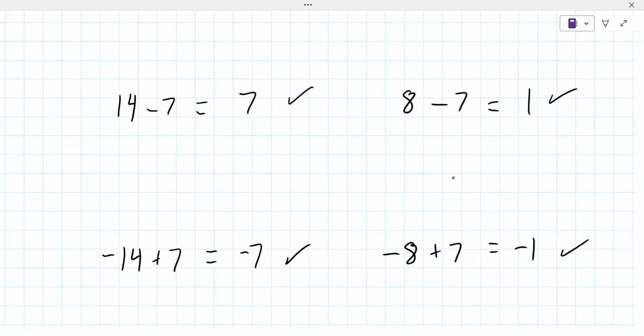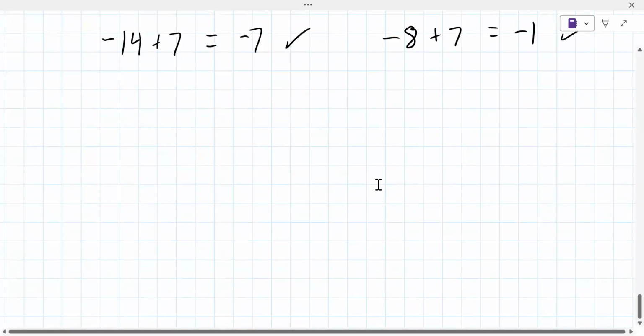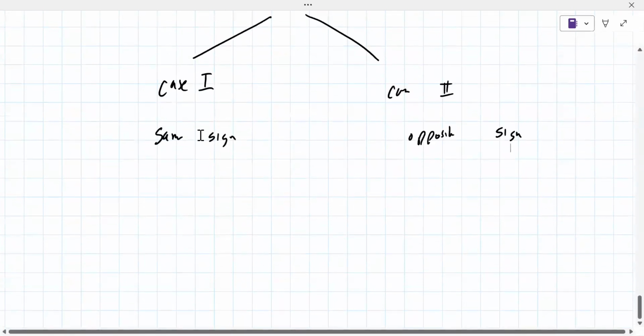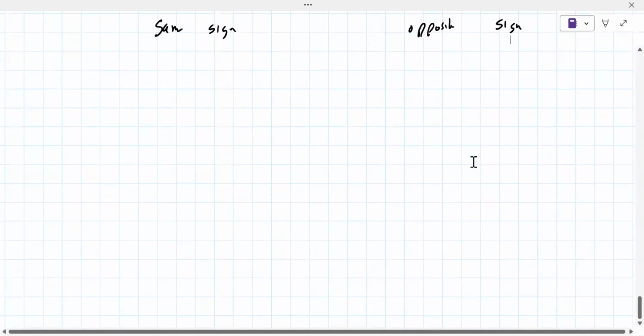All right, so here's the hardest thing to do in math or anything else in life. It's combining, it's differentiating between the two. So there's two cases. Case one, you don't have to know them this way. You just have to know that there's two cases. Case one is same sign. Case two is opposite sign. So I need you to be able to look at a problem and tell me whether it's same sign or opposite sign.